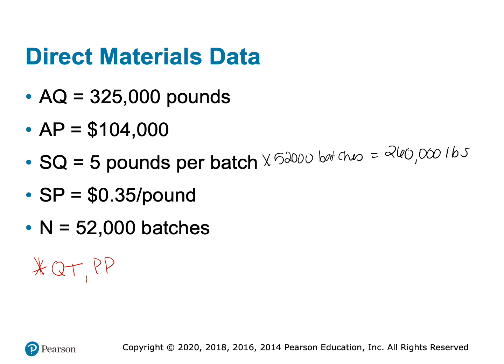So I thought I should have used 260,000 pounds of materials. I actually used 325,000 pounds of materials. I can already tell right now that the efficiency is unfavorable. I don't know how unfavorable it is yet, but it's unfavorable. I used way more pounds of materials than I had planned on. So I'm going to just write myself a note down here. The efficiency variance is unfavorable. Again, I don't know how unfavorable, but I do know that it's unfavorable.